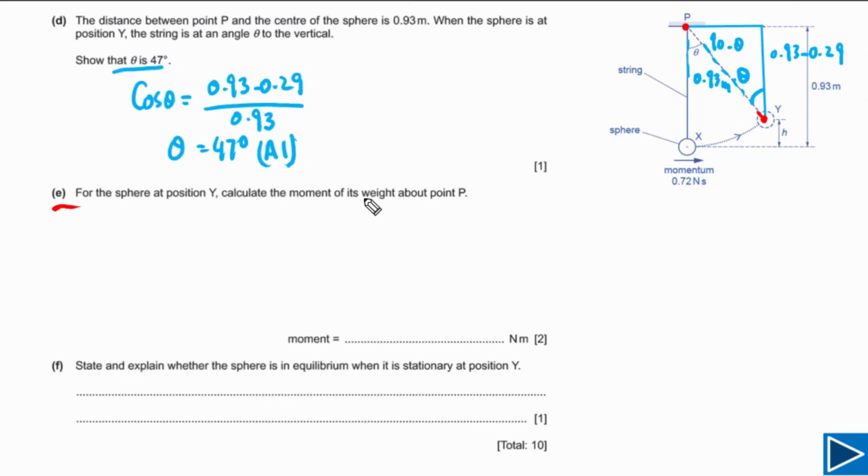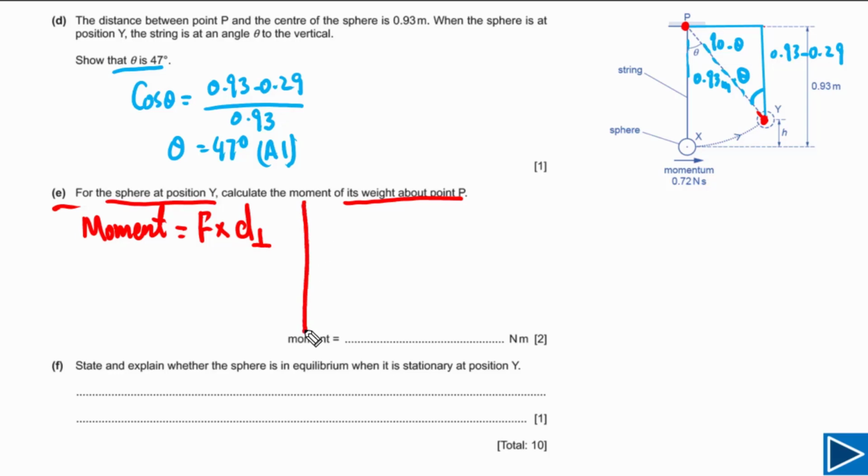For part E, we need to calculate the moment of its weight about point P when the sphere is at position Y. This means when the sphere is at position Y, we need to calculate its moment about point P. We can approach this problem using two different methods, two different approaches. The first approach can be, we can simply multiply force with the perpendicular distance between the line of action of the force and the pivot.